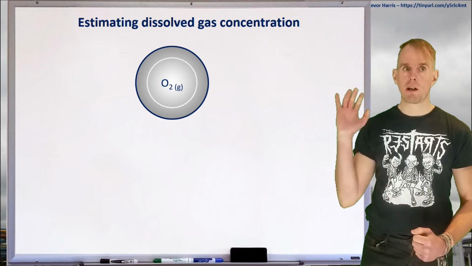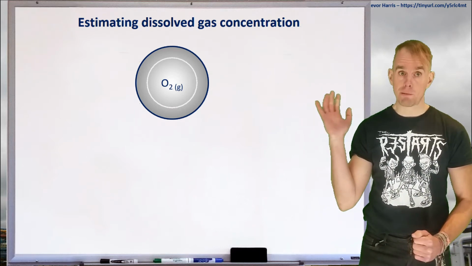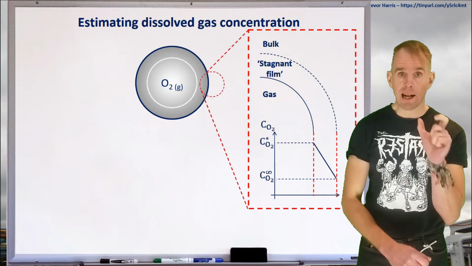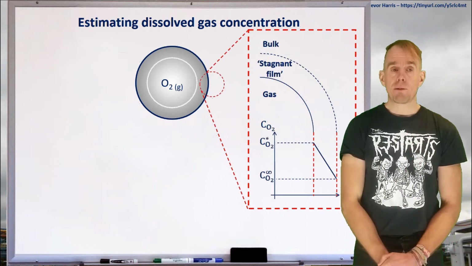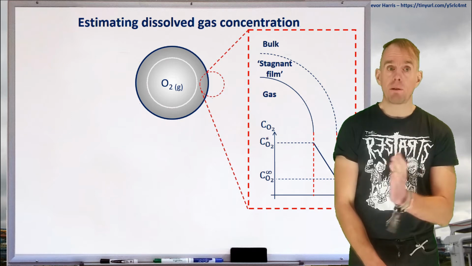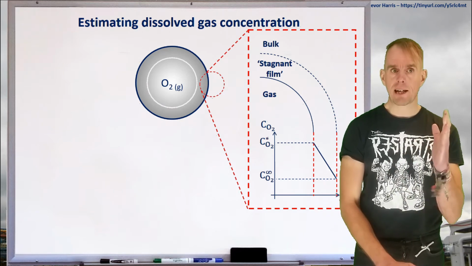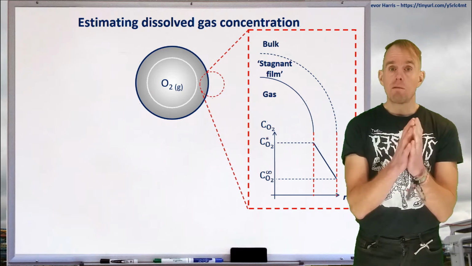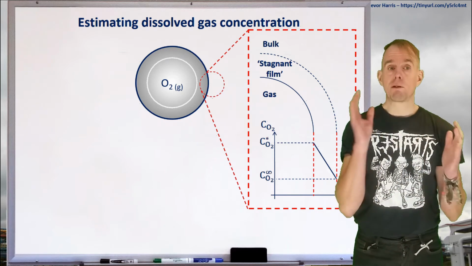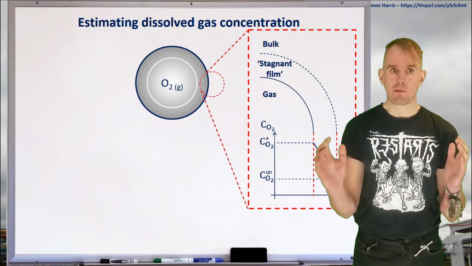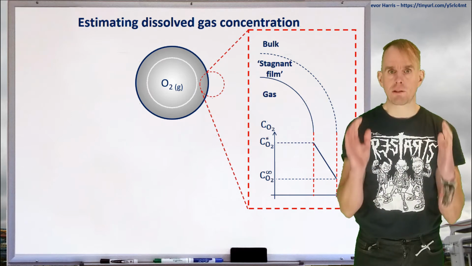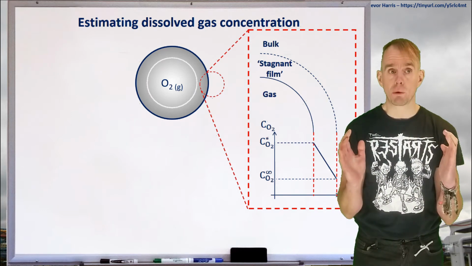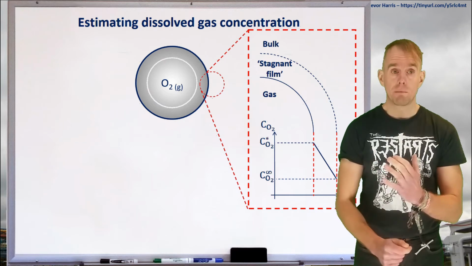So here on the whiteboard I've put a schematic diagram of an oxygen bubble, and if we look at the oxygen interface, if we specifically focus on the liquid side of that interface, we can see that at the gas interface we've got some kind of interface concentration. We might have a stagnant film, and then we've got a bulk liquid concentration of oxygen. And so that gives us our mass transfer driving force for that mass transfer process.